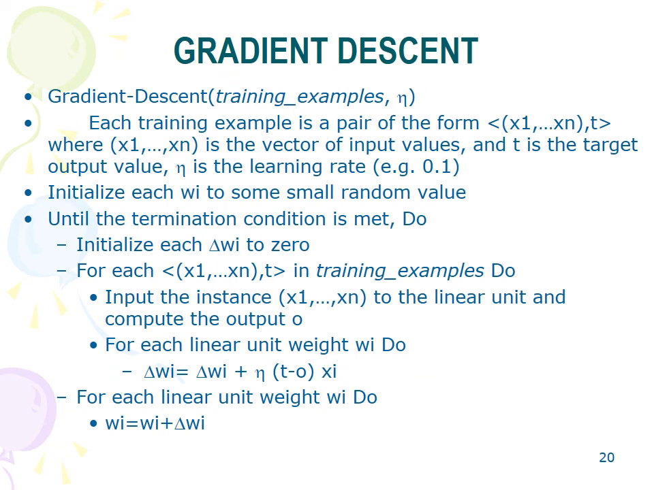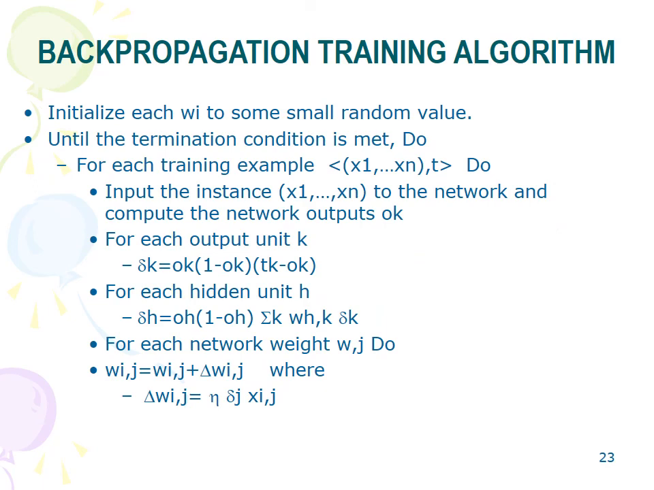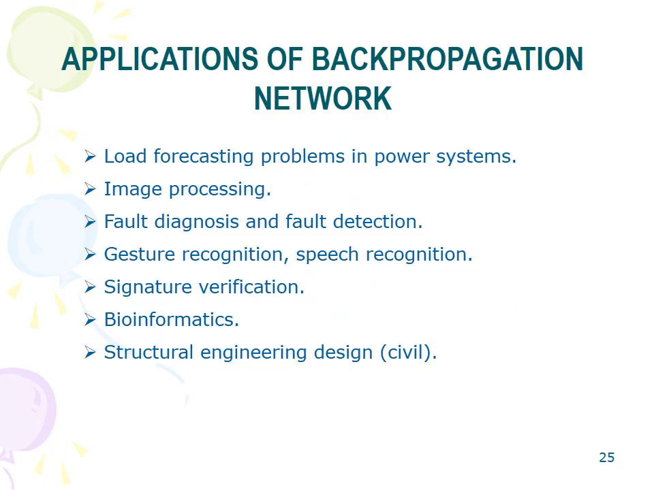Here the input vector has values x1 to xn, and for each input instance there will be values. For each linear unit weight, delta w_i will be the change in weight. The modes of gradient descent are batch mode and incremental mode, depending upon the weight update. So this is a sigmoidal function, and for the back propagation training algorithm, applications have been load forecasting problems in power systems, image processing, fault diagnosis and fault detection, signature verification, structural engineering design, gesture recognition and speech recognition.